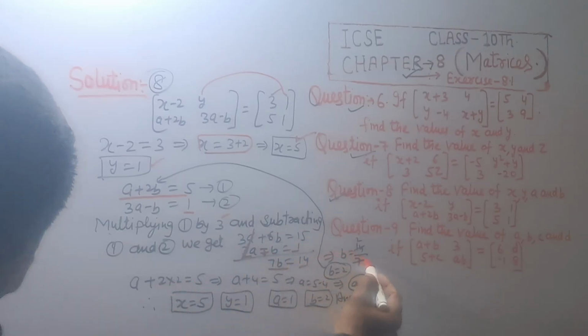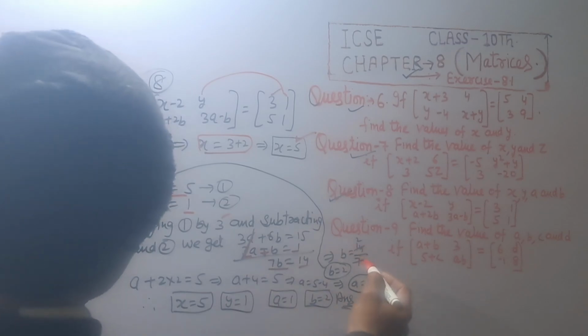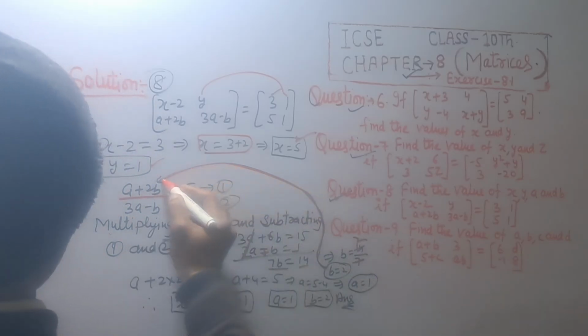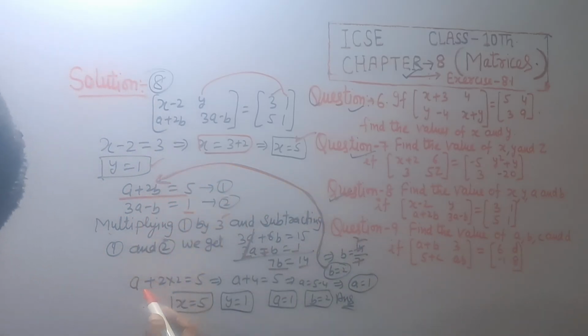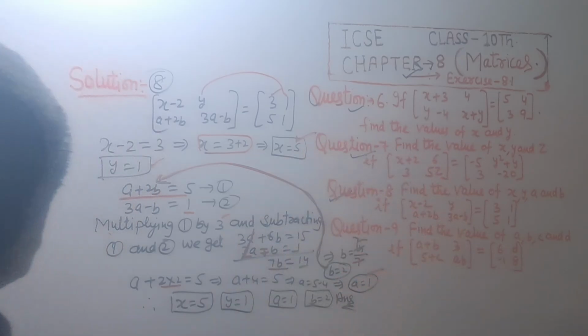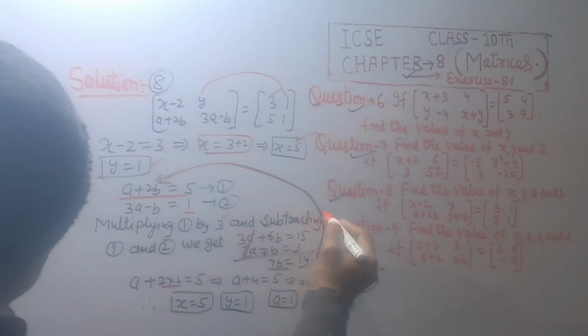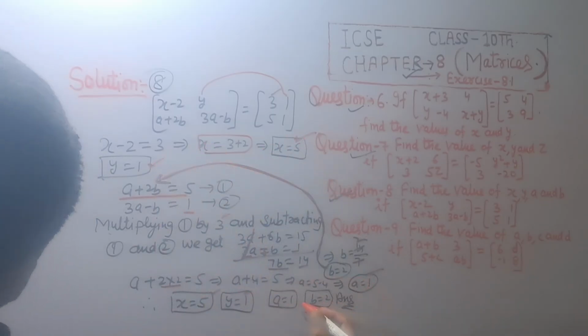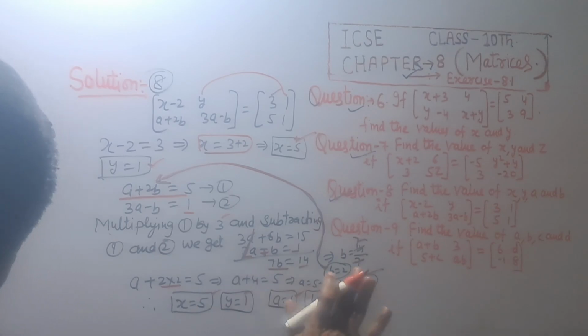So b is equal to 14 upon 7, that is 2, and we get the value of b is equal to 2. We are putting b is equal to 2 in equation first. a plus 2 2s are 4 equal to 5. a plus 4 is equal to 5 means a is equal to 5 minus 4. 5 minus 4 is 1. And we get x is equal to 5, y is equal to 1, a is equal to 1, and b is equal to 2. Answer.